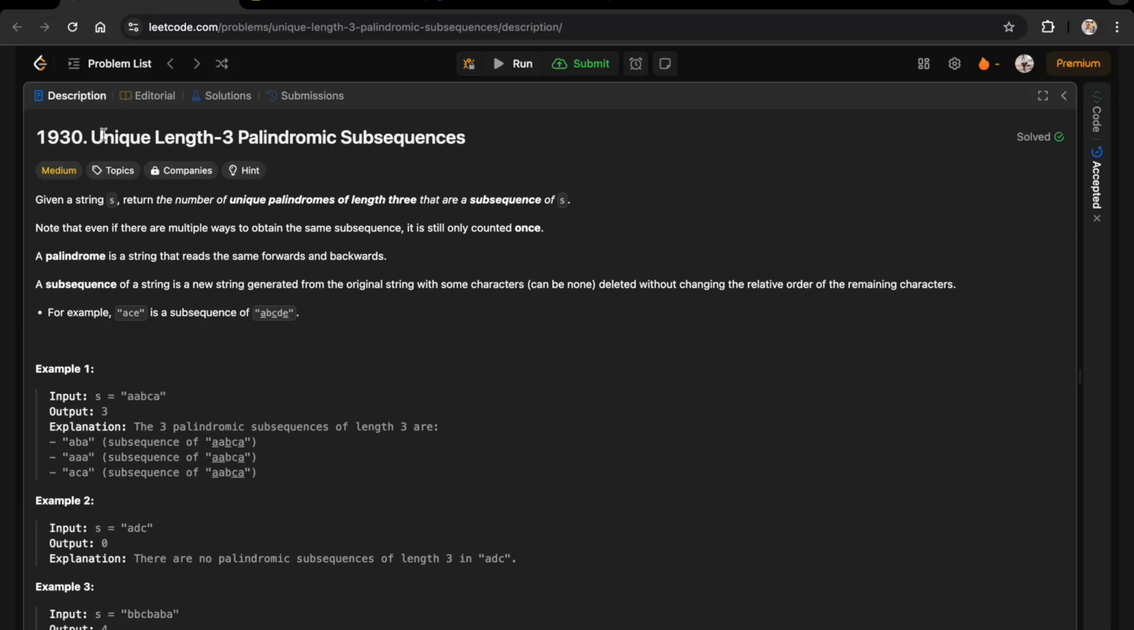So the problem is unique length of 3 palindromic subsequence. In this, we are given a string and we have to return the number of unique palindromes of length 3 that are subsequences of s.